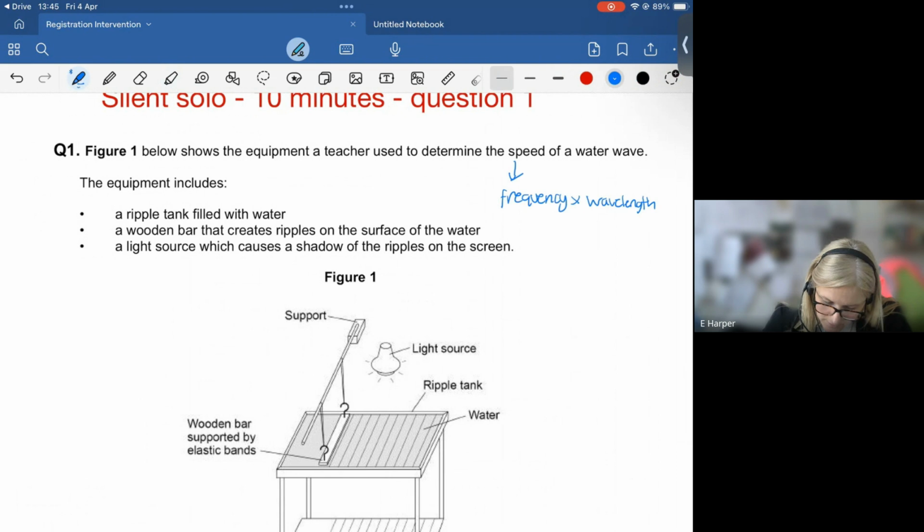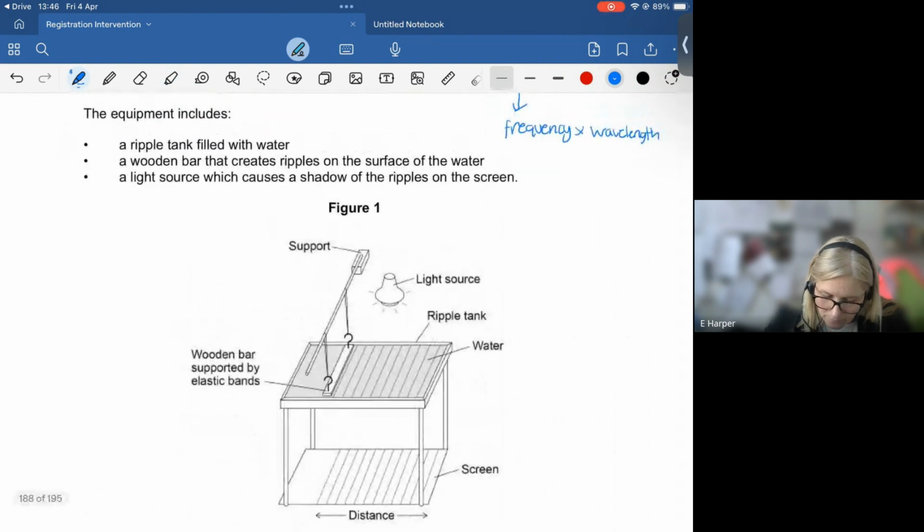Figure 1 below, the diagram shown in this particular question, talks about the equipment. It's got a ripple tank that's got some water in it. There's a bar that goes up and down and forms waves, or ripples, on the surface of the water. And there's a light source, so you can see shadows on the screen below. That will show you when the waves go up and down on the screen below the table.